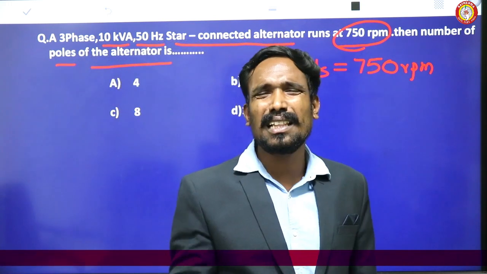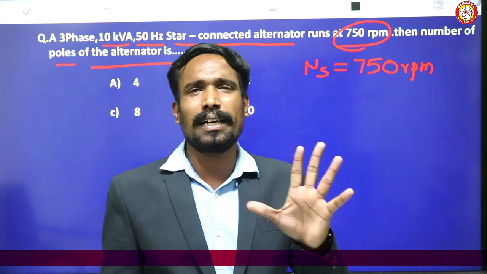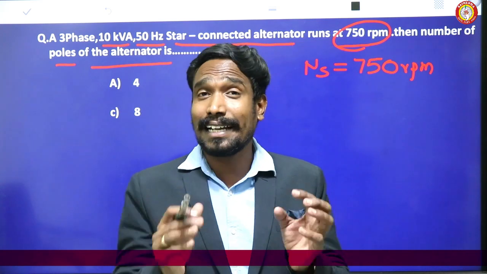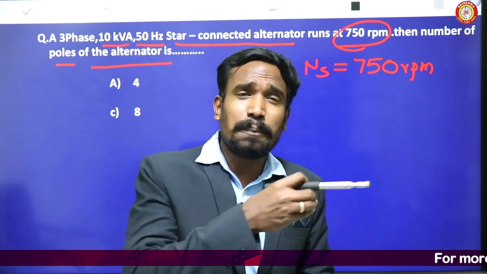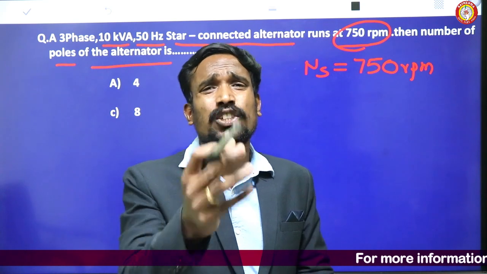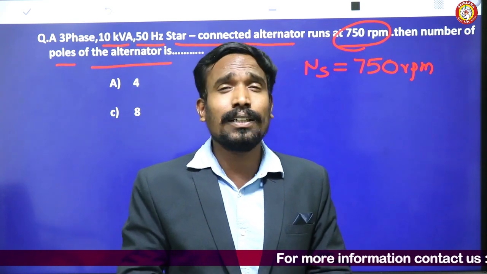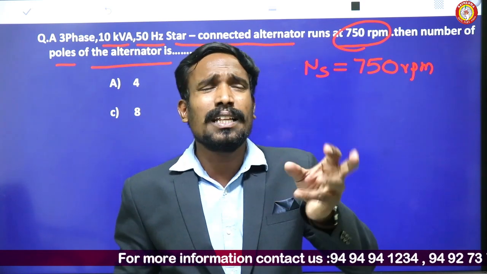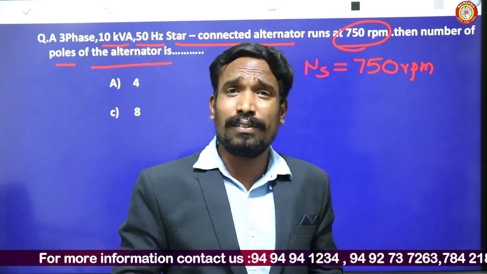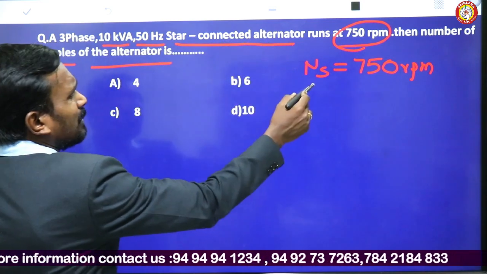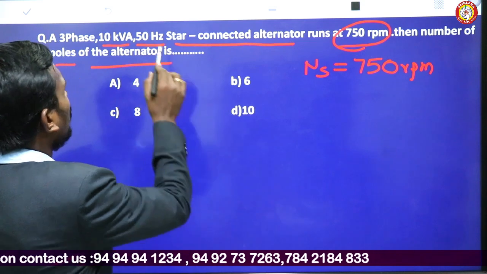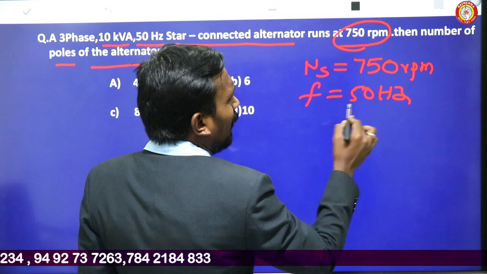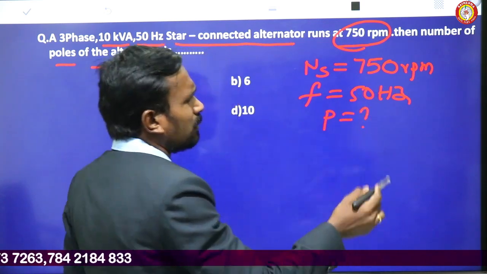Actually, this is a very silly question. This is not of BTech BE standard. This is not even of diploma standard. Don't expect easy questions like this. We can expect such questions in a diploma junior engineer exam, but won't expect them in assistant engineer. But I am explaining here how they will ask questions, and how they have asked questions previously. So they gave the synchronous speed and the frequency of 50 hertz. Now they want the number of poles.